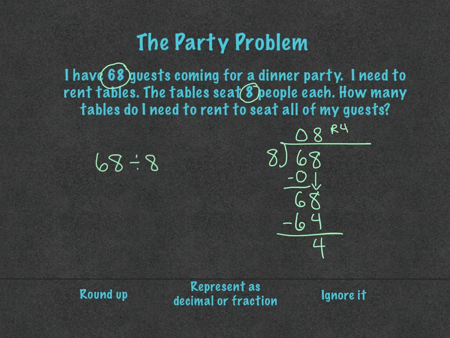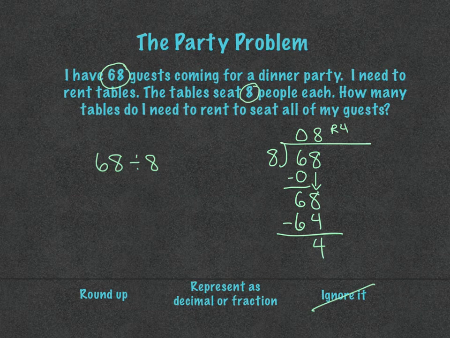So the question is, do we round up? Do we represent it as a fraction or a decimal, or do we just ignore it? So let's start with ignoring it. If we ignore this remainder, meaning that we're only going to order 8 tables to rent, that means that 4 people, this remainder over here, are going to have to stand at my dinner party. Chances are they're not going to want to come back to my next dinner party if I made them stand during the dinner party, right? So that is going to be a problem. So we're not going to ignore it. So that's our first thing we can eliminate.